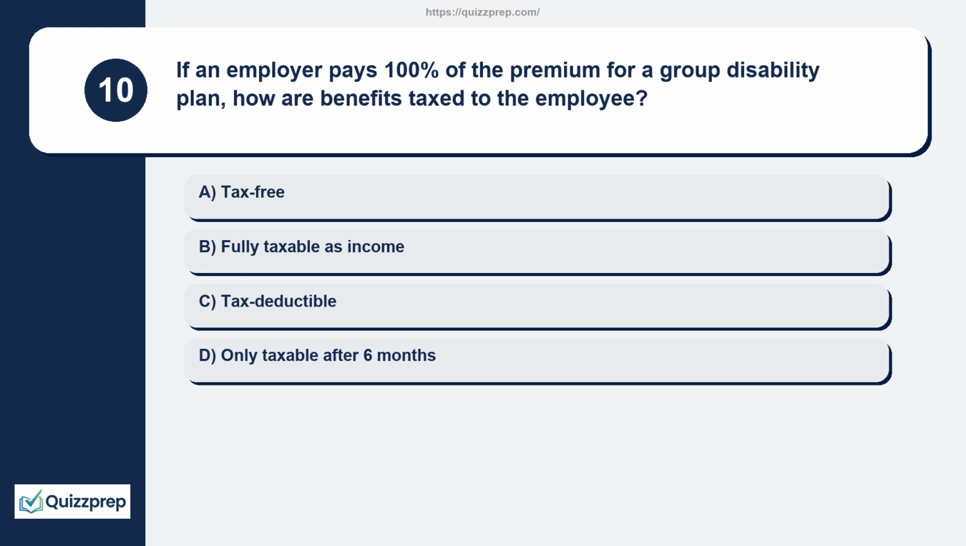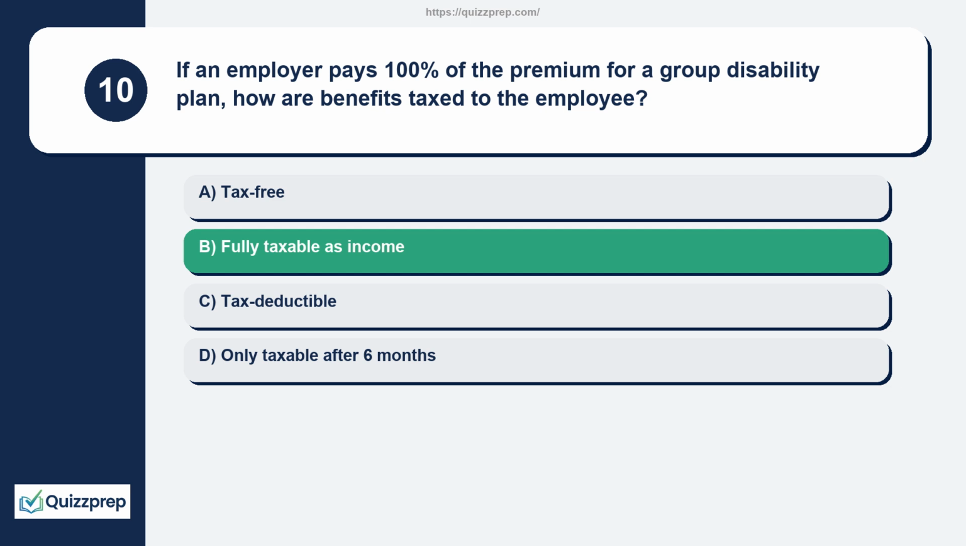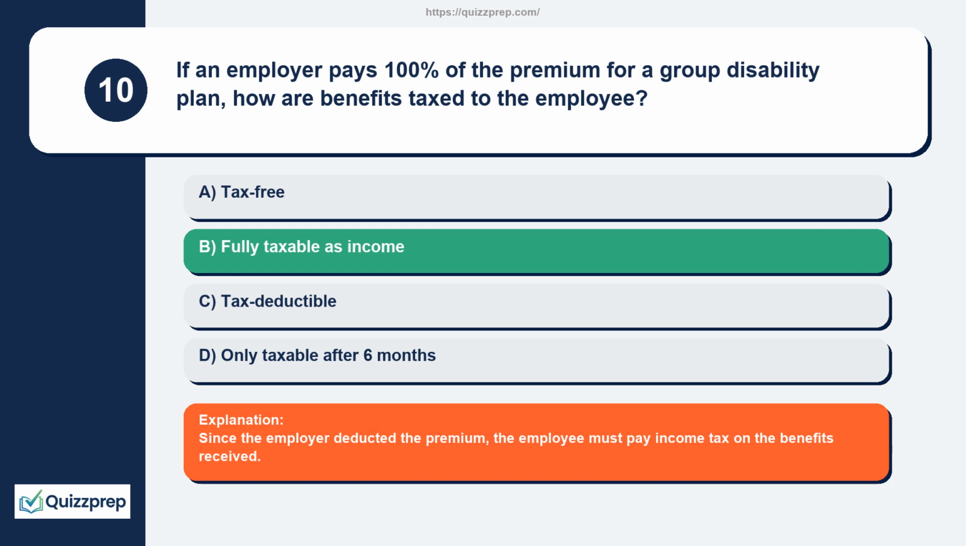Question 10. If an employer pays 100% of the premium for a group disability plan, how are benefits taxed to the employee? Tax-free, fully taxable as income, tax-deductible, only taxable after 6 months. Since the employer deducted the premium, the employee must pay income tax on the benefits received.